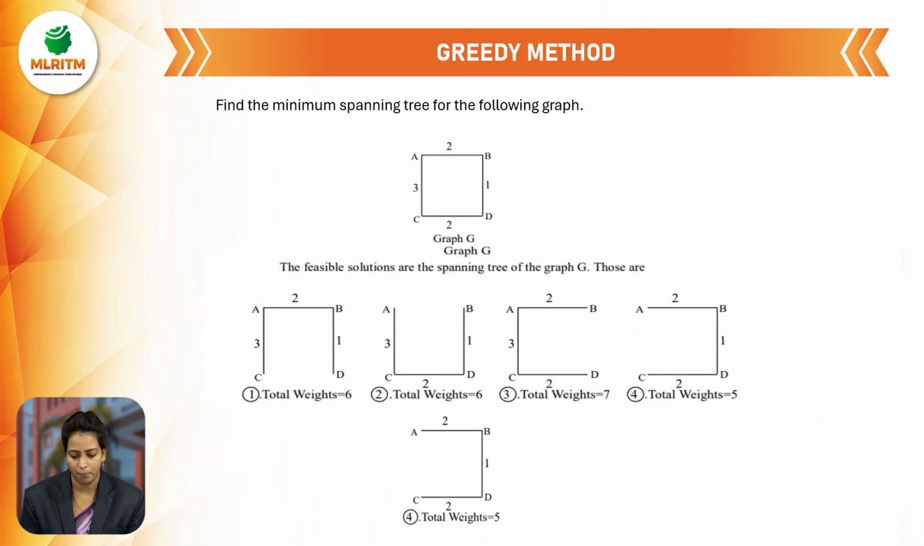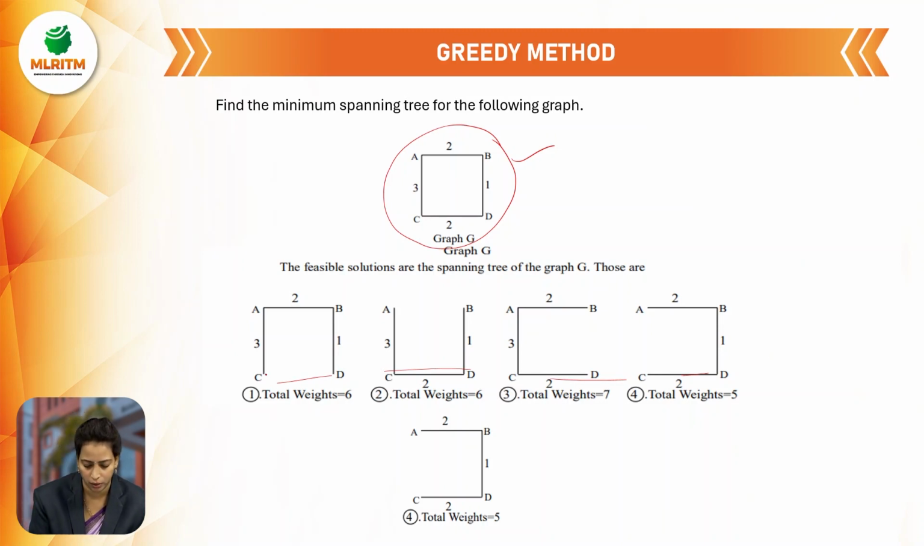So in this example, this is my graph. I consider 4 vertices A, B, C, D. A to B weight is 2, A to C weight is 3, B to D weight is 1, C to D weight is 2. The feasible solutions are the spanning trees of the graph G. So what is meant by spanning tree? Without forming a cycle, right? So here in the above graph, these are the feasible solutions. Total how many solutions? 4 solutions.